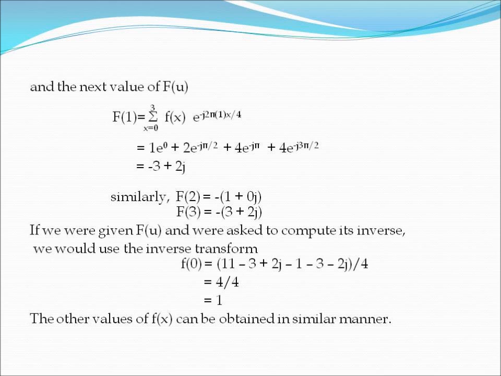If we were given the values of F(u) and were asked to compute its inverse, then we would use the inverse discrete Fourier transform. In the x domain, f(0) will be equal to the summation of 11 minus 3 plus 2j minus 1 minus 3 minus 2j divided by 4, where 4 is the total number of samples equal to capital M. Thus, f(0) is equal to 1. The other values of f(x) can be obtained in a similar manner.